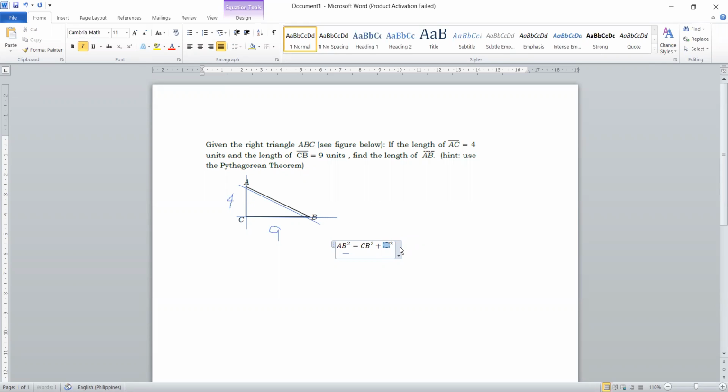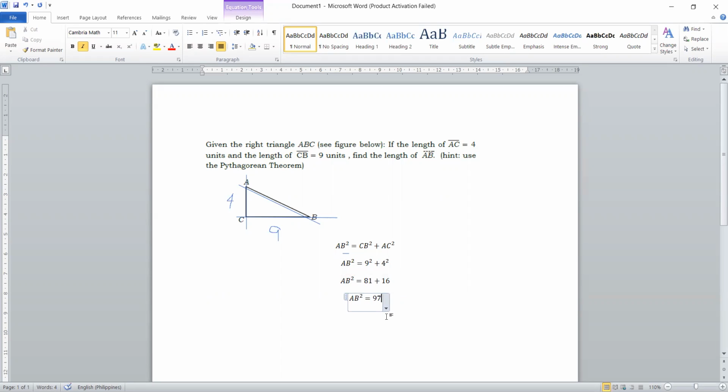So let's write here AC. So now you can substitute your values. CB is 9, AC is 4. So AB squared is equal to 9 squared is 81. And 4 squared is 16. So AB squared is equal to 81 plus 16 is 97.